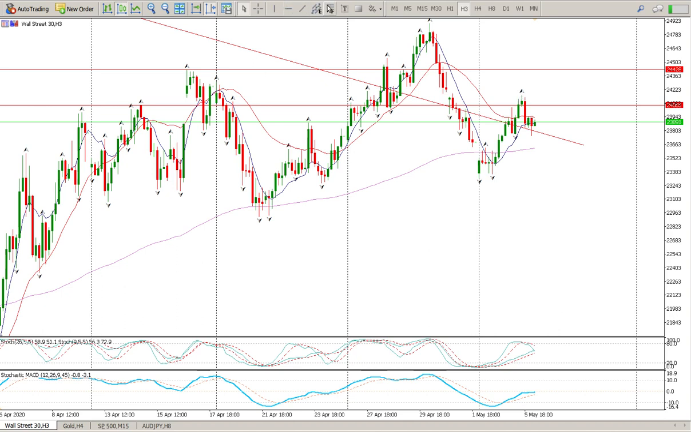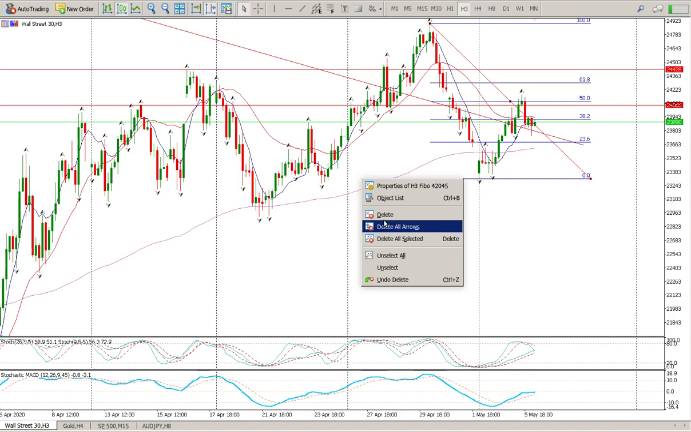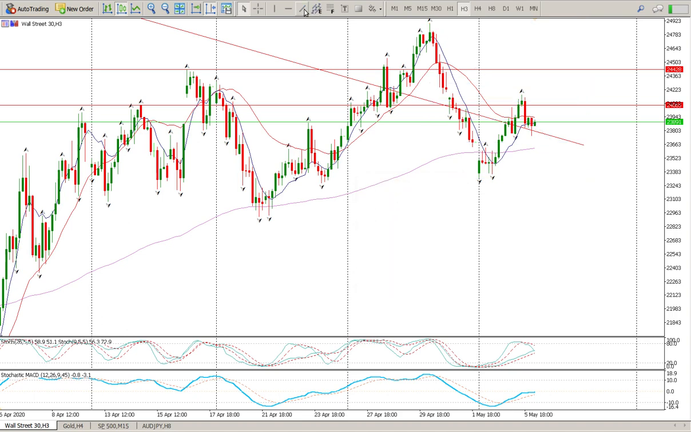Next thing is Fibonacci. So we have this downward move. We've had a retracement to the 50%. We've rejected off the 50%. Okay, so my bias at the moment is still to the downside. Okay, this channel here has broken as well.